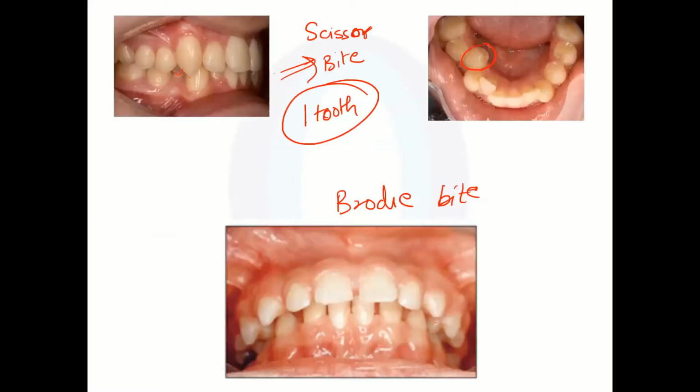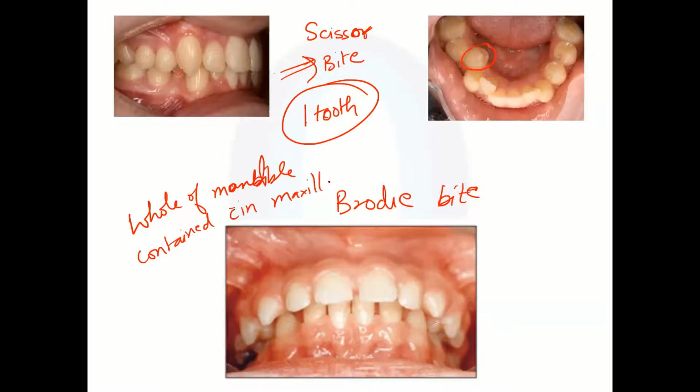Somebody wanted me to revise the Brodie bite. Brodie bite is when the whole of the mandible is contained within the maxilla. When this happens only for one tooth, this is a scissor bite. When the whole of the mandible is contained within the maxilla, it is Brodie bite.